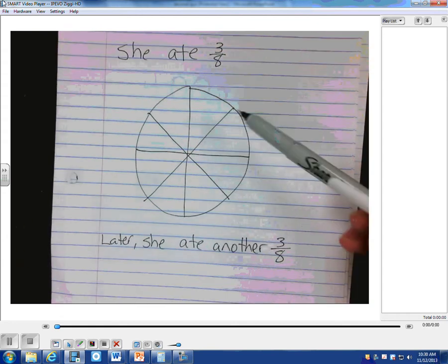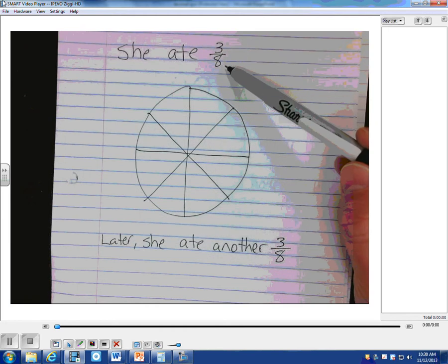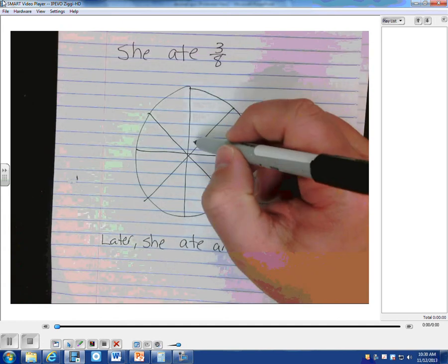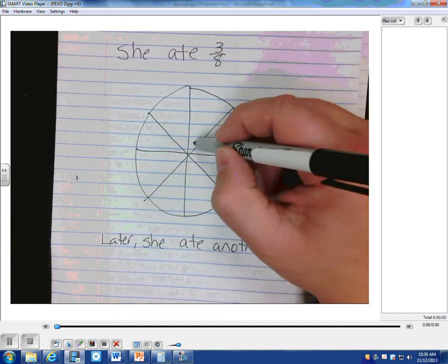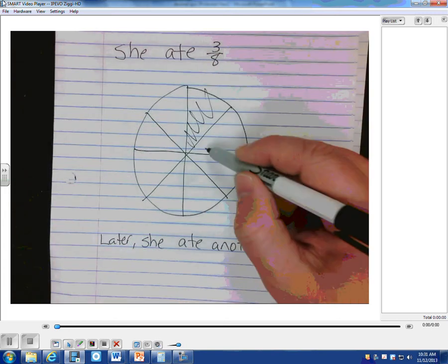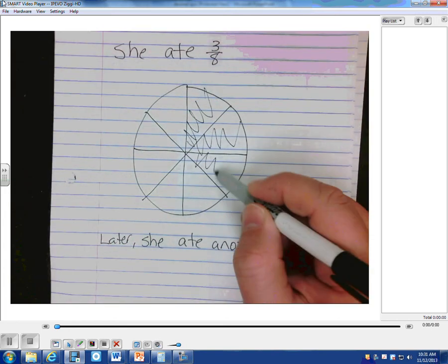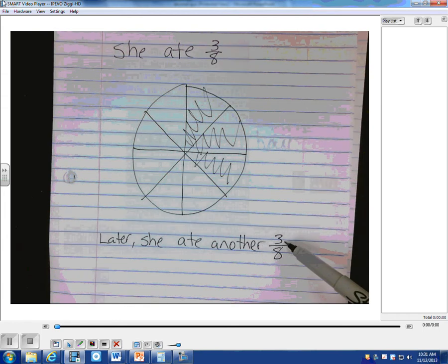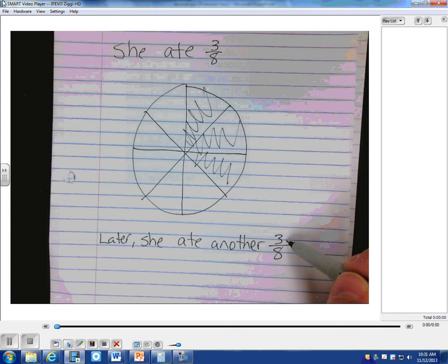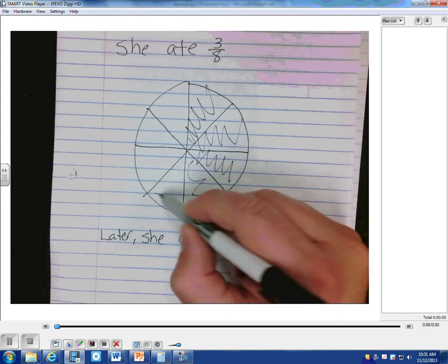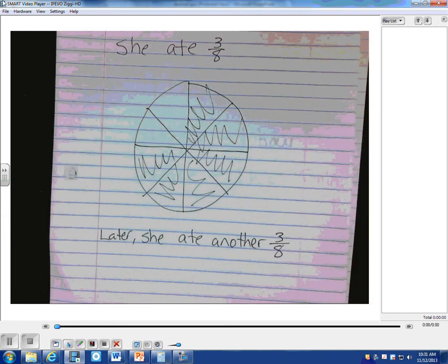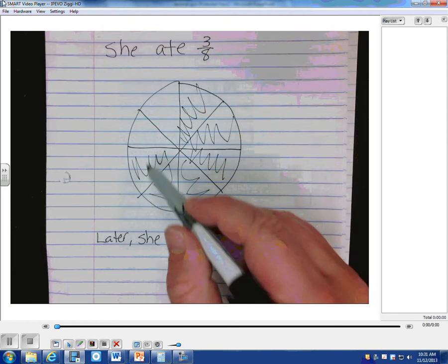Now I know initially it says she ate 3/8 of the apple. So 3/8, for the purpose of showing you with the circle, would just be 1, 2, 3. Okay? Later, she ate another 3/8. So again, she ate another 3/8 of the apple, so I'm going to color in 3 more. 1, 2, 3. Now, once I've done that, how many parts are shaded in?